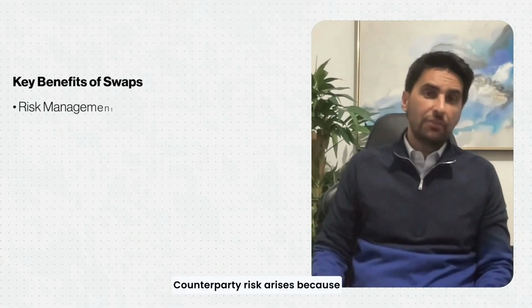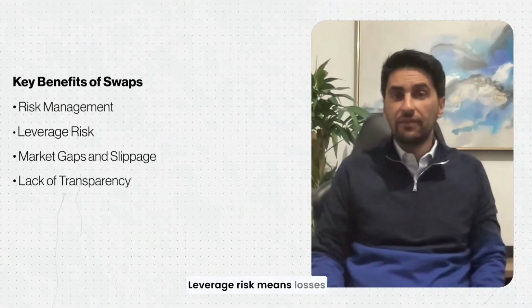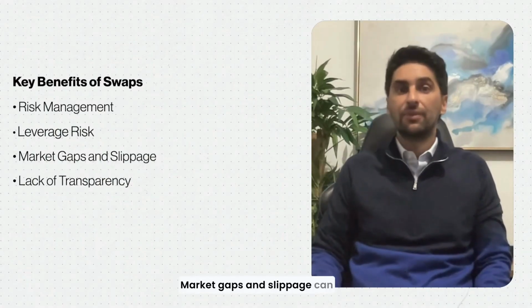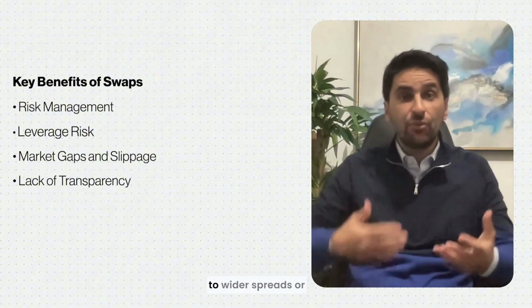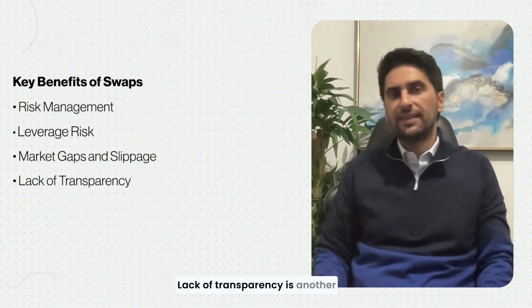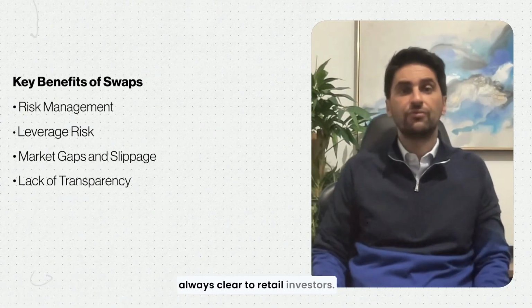Counterparty risk arises because you depend on the broker or issuer to honor payouts. Leverage risk means losses are amplified with small price movements. Market gaps and slippage can occur as high volatility leads to wider spreads or execution at worse prices. Lack of transparency is another concern, as the pricing mechanics of synthetic products are not always clear to retail investors.